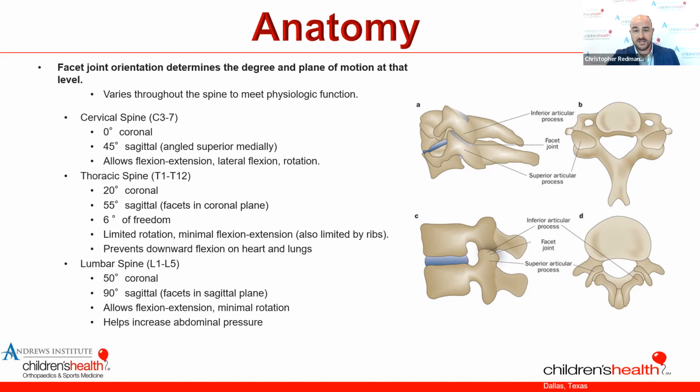In the lumbar spine, the facet joints become more vertical. This allows for sagittal motion, flexion and extension, but also limits rotation. So you'll see more rotation in the upper part of the spine, whereas flexion extension comes more from the lower part of the spine. This also helps with increasing abdominal pressure in the lower part of the spine, but then, as we stated, prevents downward flexion on the heart and lungs to prevent injury with that.